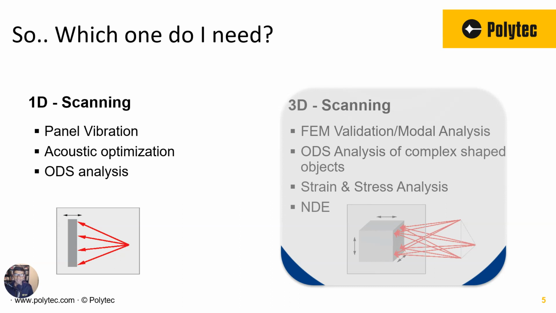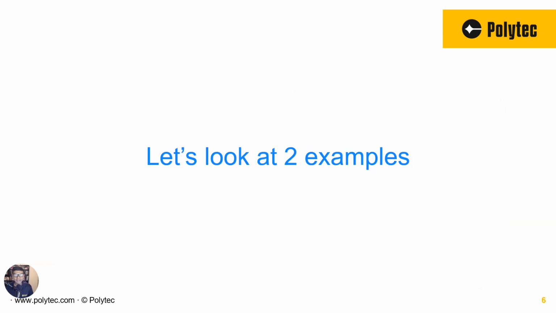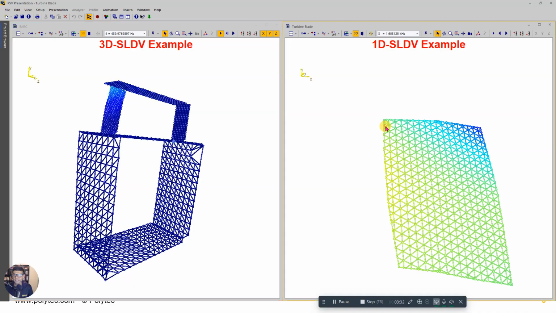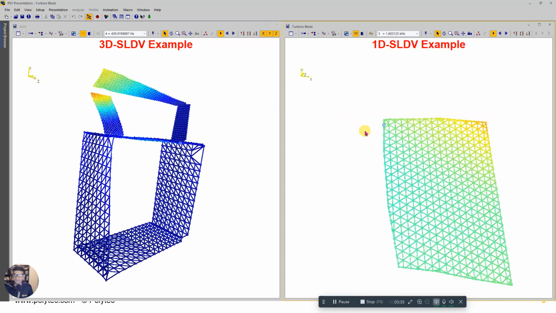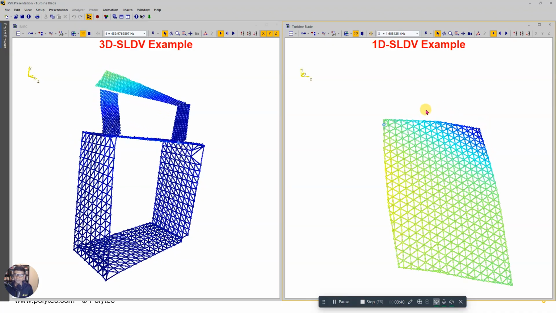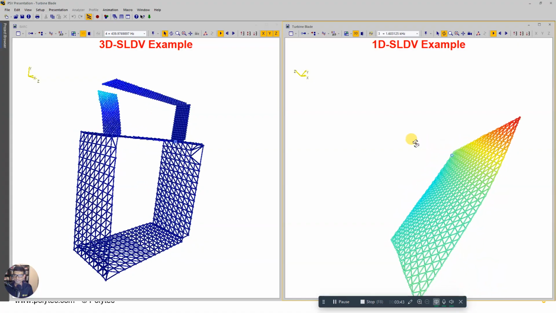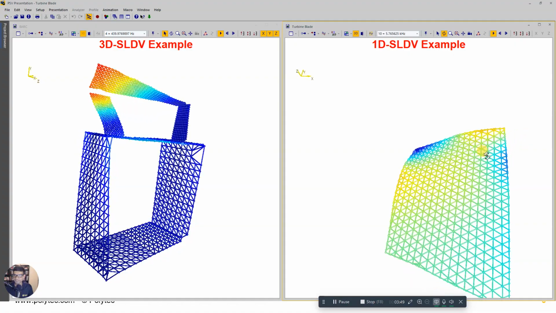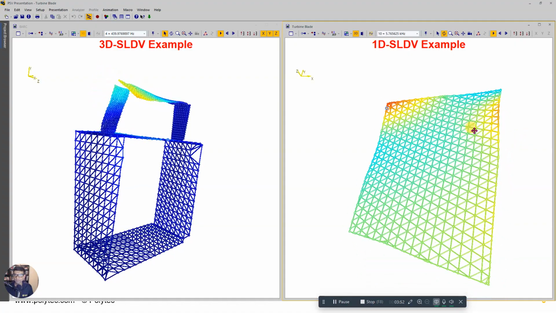Now, let's look at 2 examples, and I think that'll clarify some concepts here. So let's go here, and we are going to look at, on the right, a 1D scanning LDV measurement. On the left, we have a 3D scanning LDV. So here, let me just play this and then play this as well. And you can see that on the right side, the motion is mainly out of plane, so you can easily use just a 1D and you can see the motion. Even when you go to higher frequencies, let's say about 6 kilohertz, still a lot of motion is happening out of plane. So this is okay.